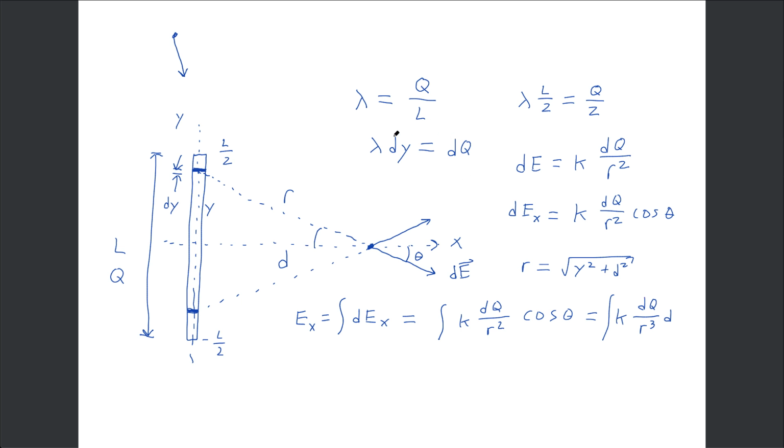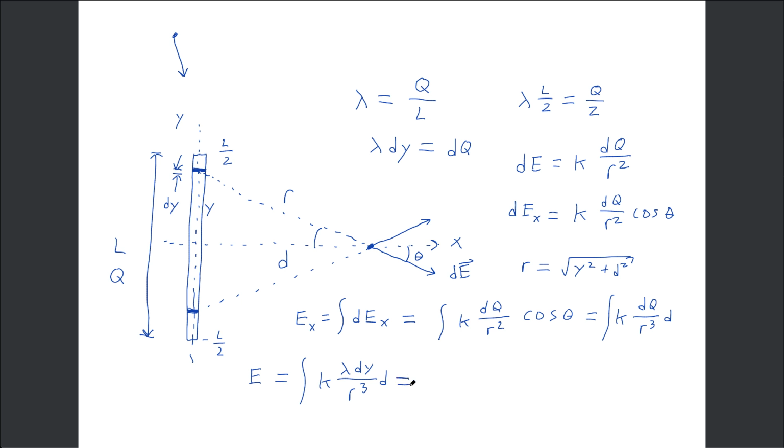Well, that's where this substitution comes in. The linear charge density times that little tiny thickness, that little tiny length dy is your charge dq. So now we put that in the numerator. So the integral we have to ultimately do looks something like this, and we're just going to call this E without an x subscript on it. We have the integral of k lambda dy over r cubed times little d. That little d is again just a constant. And then we can rearrange a little bit.